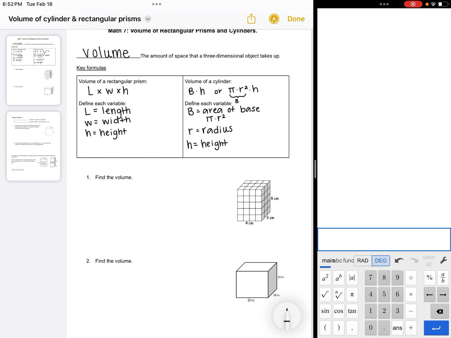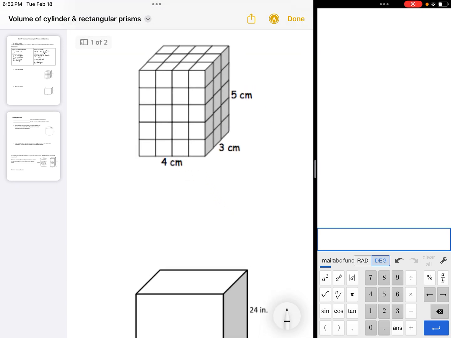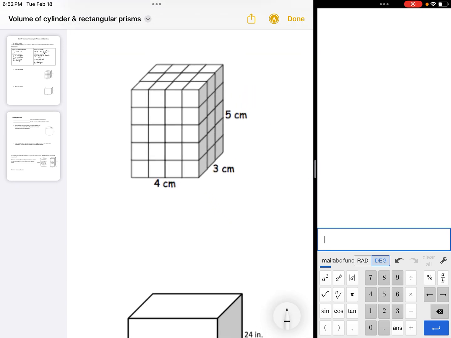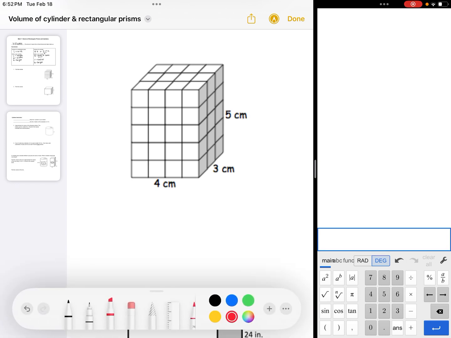So the first couple problems we have rectangular prisms. So number one, it gives us a picture of a rectangular prism and it says find the volume. So if I zoom in, I know that I have the three different values, length times width times height. So I'm going to highlight each one. So the length is 4. My width, or how wide something is, 3. And it is 5 centimeters tall. Those show the three different things that I'm going to multiply together.